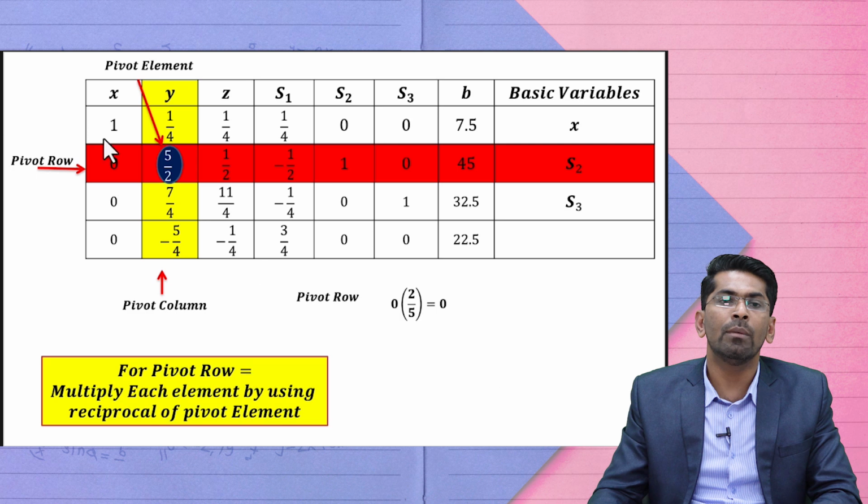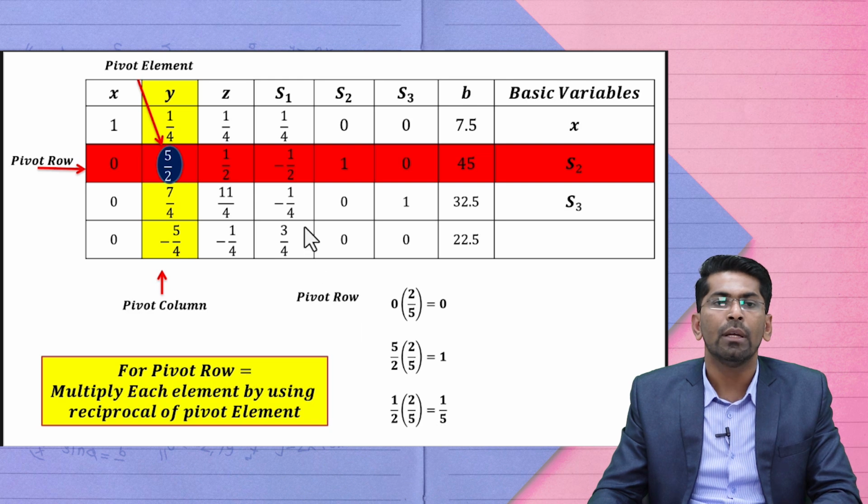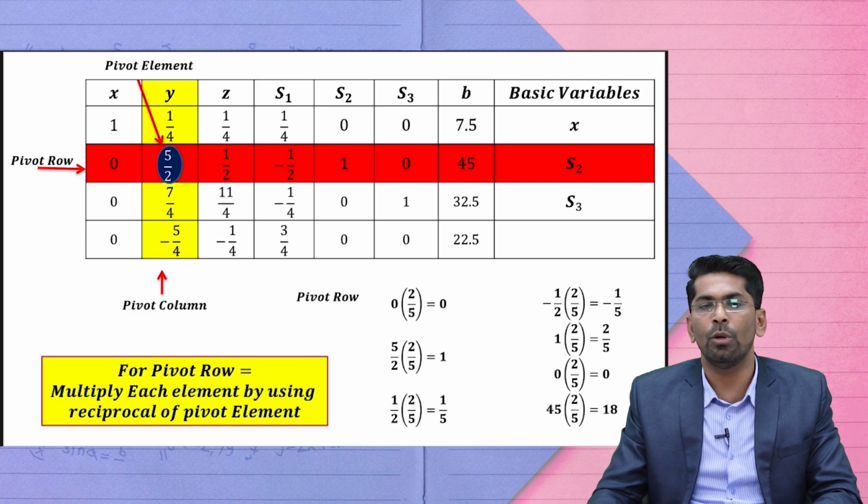So here it will become 0 into 2 by 5, which is equal to 0. Then 5 by 2 into 2 by 5, which is equal to 1. Then 1 by 2 into 2 by 5, which is equal to 1 by 5. Then we have minus 1 by 2 into 2 by 5, which is equal to minus 1 by 5. Then 1 into 2 by 5, which is equal to 2 by 5. Then we have 0 into 2 by 5, which is equal to 0. Then 45 into 2 by 5, which is equal to 18.